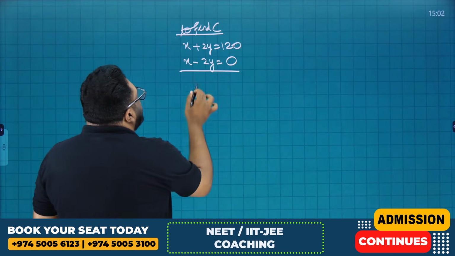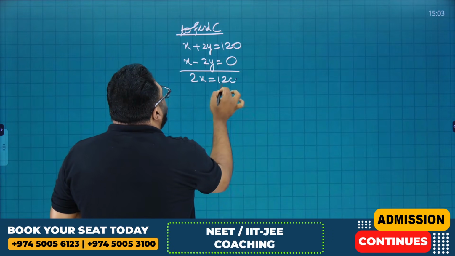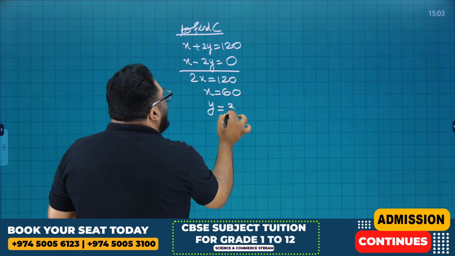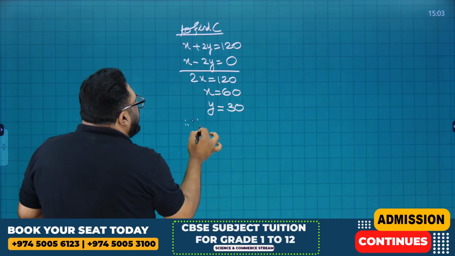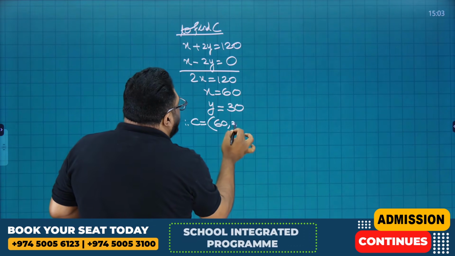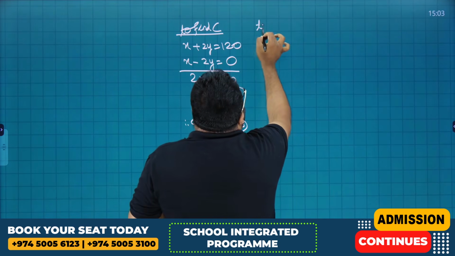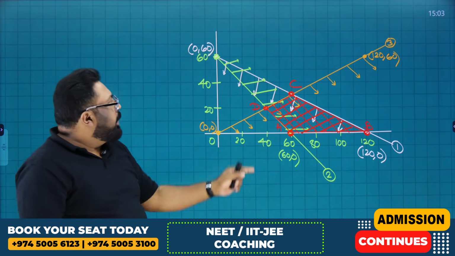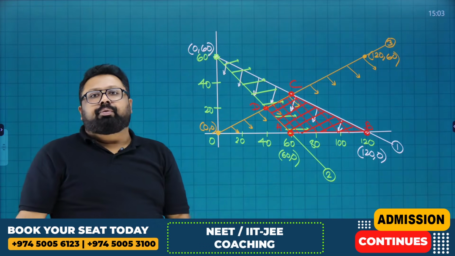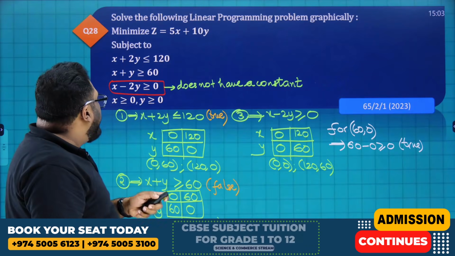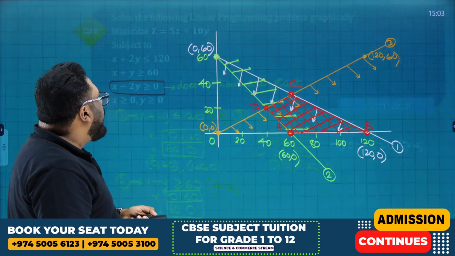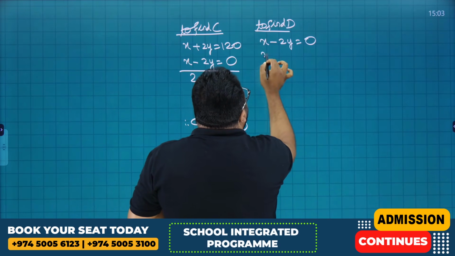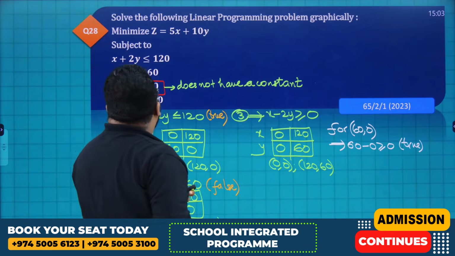Yes, solve it, you get what? 2x is equal to 120. x is equal to 60. So if x is equal to 60, you can substitute, y is equal to 30. So C is 60 comma 30. Now I'm going to find D, my dears. Check the diagram. D is made by equations 3 and 2. 2 is x plus y and 3 is x minus 2y. x plus y is equal to 60 and x minus 2y is equal to 0. Yes?